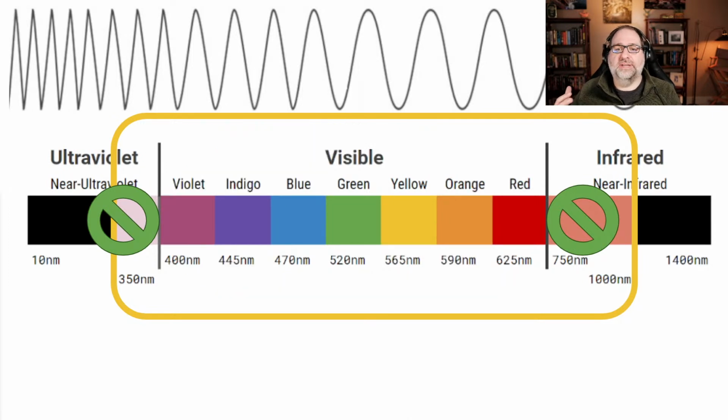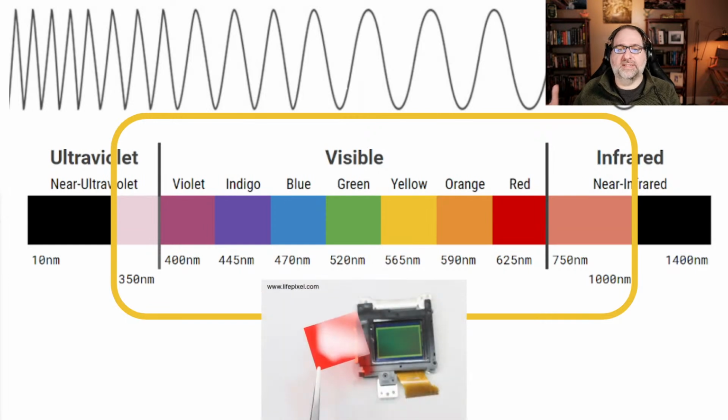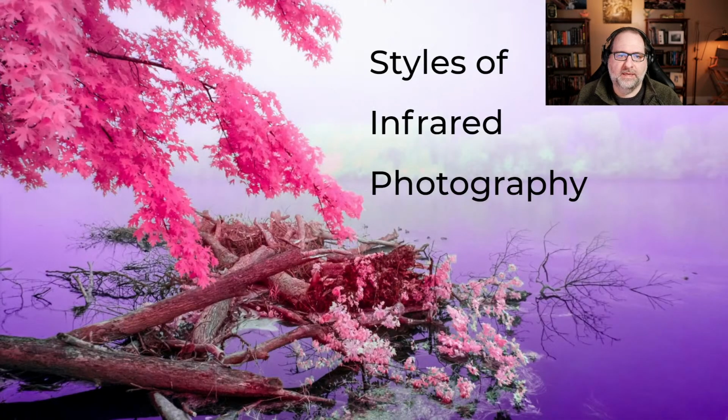And the final option is to convert a digital camera by removing that hot mirror filter. This conversion gives you access to the full spectrum that the sensor can detect. You can replace the hot mirror with a specific infrared or ultraviolet filter, or no filter at all, which results in a full spectrum conversion. And I'll cover all three of these methods of infrared shooting as we go.